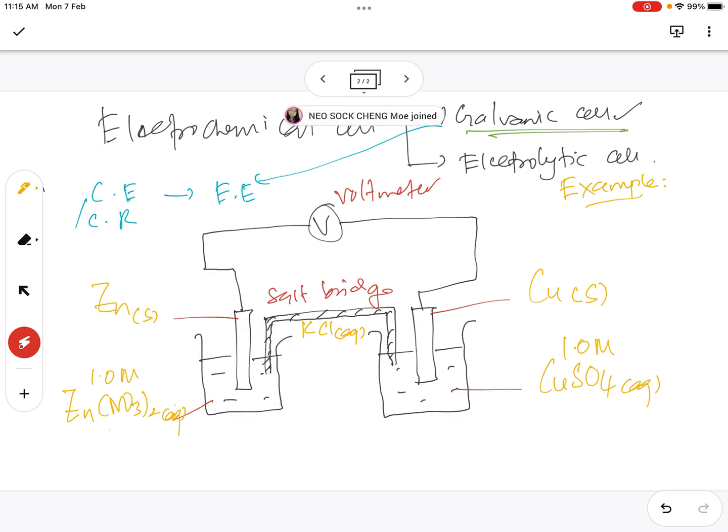Now, what is the function of salt bridge? This one you can look at your notes, which I have already uploaded in Google site, ataupun dalam buku yang you beli. You boleh tengok function of salt bridge. Nampak tak function of salt bridge dalam nota anda?